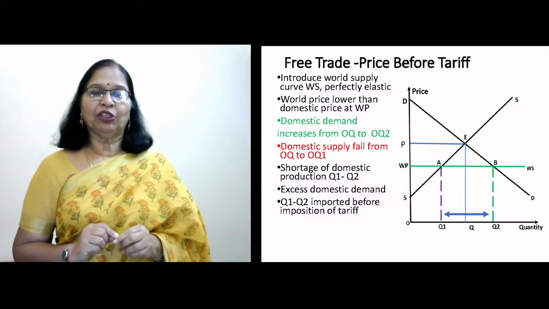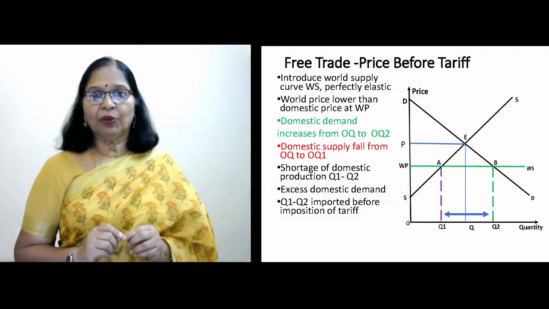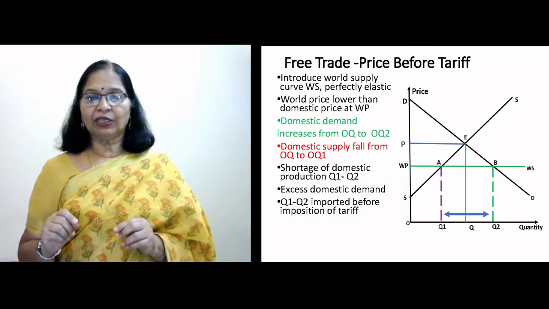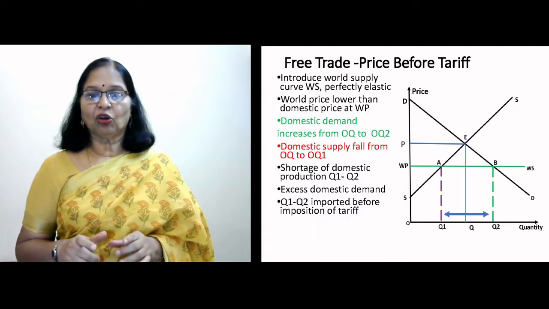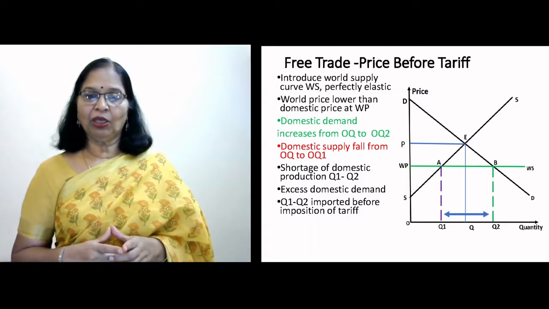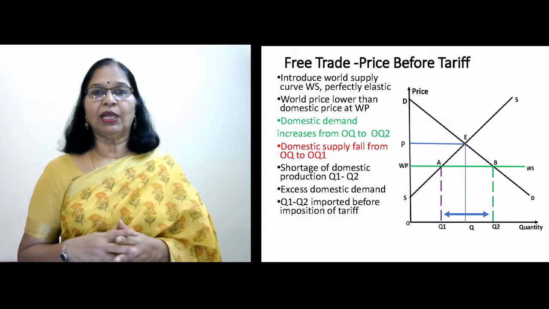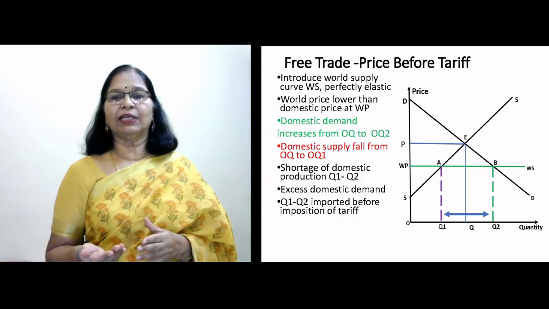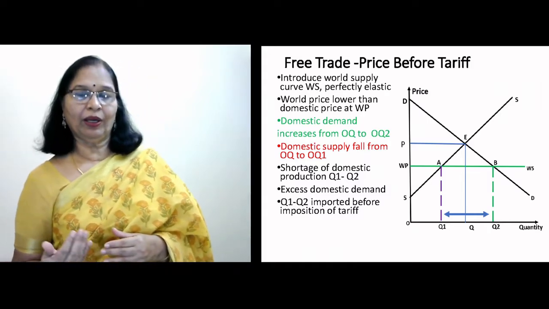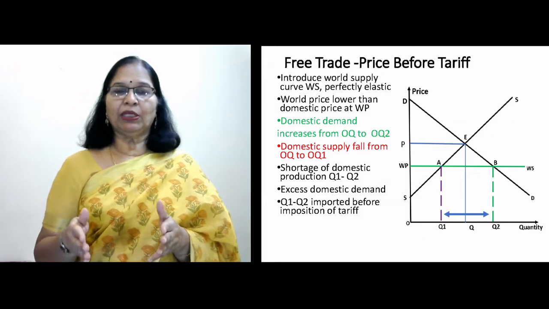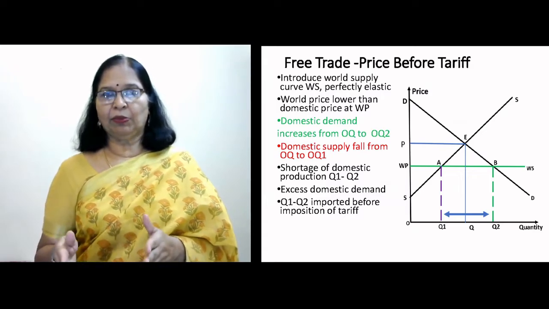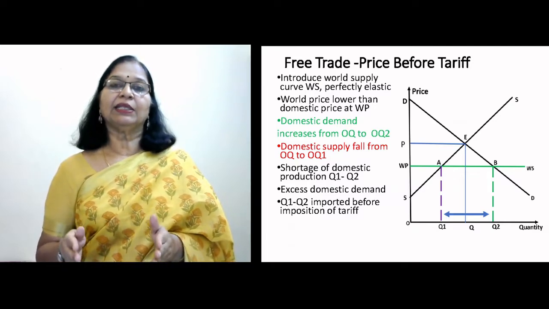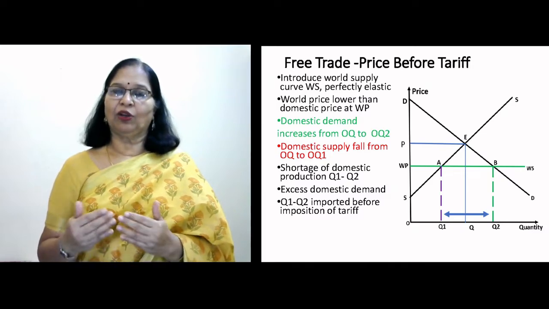The next result that you can observe is that since the domestic producers have reduced their production and consumers have increased their demand, there is a shortage of goods in the economy, Q1Q2. This is simple microeconomics. Either there is a shortage of the goods Q1Q2, or we can say there is excess demand of Q1Q2 in the economy. So how do we meet this excess demand or shortage? This Q1Q2, the blue arrow, indicates that this amount will be purchased from outside, that is, imported into the country.